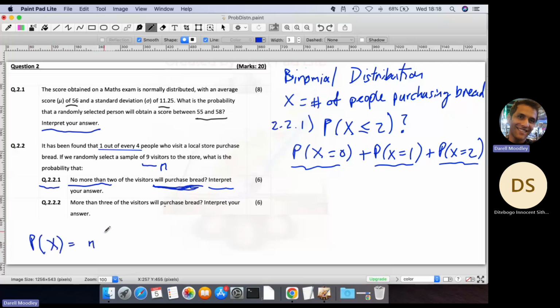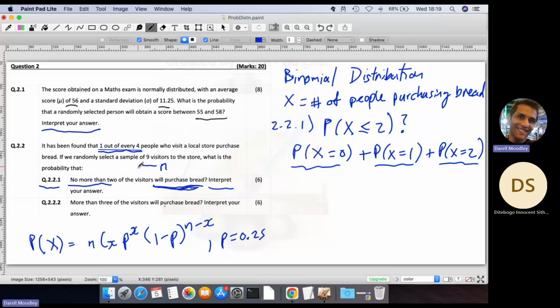So in your formula sheet, this would be the equation. It's nCx p to the x times 1 minus p to the n minus x. Okay, that's the equation you're going to use from your formula sheet. And the value for p is in the question, one out of every 4 people. So it means p is 1 divided by 4. There's a 25% chance that someone will purchase bread. That's what your p is. So your p in this example is 0.25, or you can write it as 1 over 4. It's up to you.